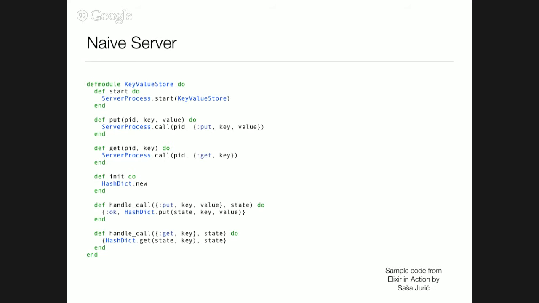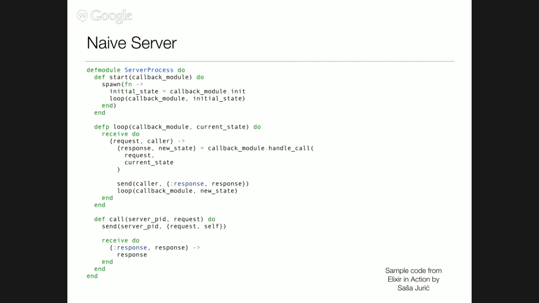But basically on start, this starts the initial state. Put, get, you can call those to put things in and get things out of that HashDict. And you'll pass in the PID. And so these handle calls basically use the server process, and the server process will call these handle calls. And this sounds very convoluted because you don't actually have to do any of this.